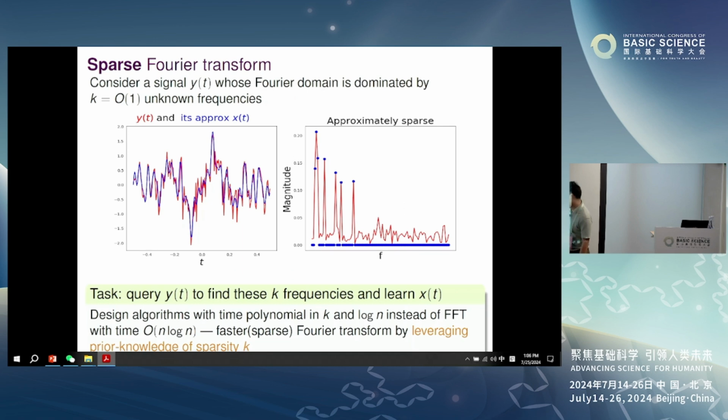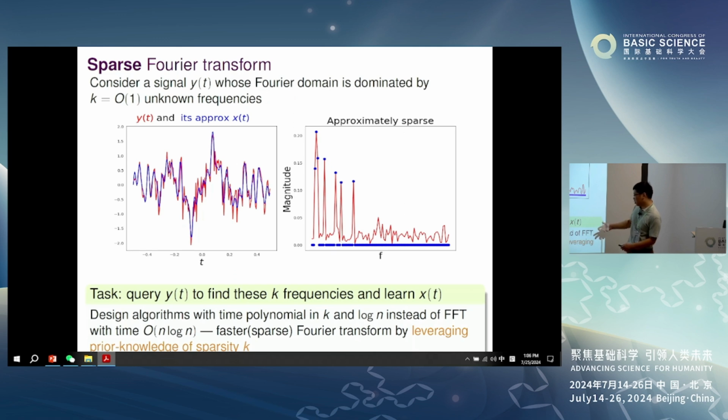But our goal will be more ambitious because we are just interested in these K dominating frequencies. So we want an algorithm whose running time is polynomial in K and log n instead of n log n. We want to think of K as a constant, so basically the running time should be polynomial in log n instead of linear in n. That's our goal. Sometimes we call this problem sparse Fourier transform. You can think of this as leveraging the prior knowledge of sparsity K in a fast Fourier transform algorithm. Let me know if you have any question or feel free to stop me.